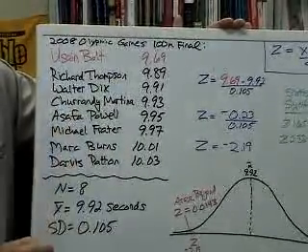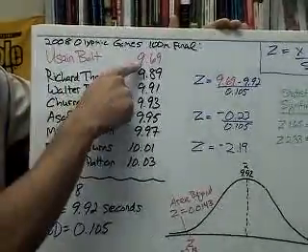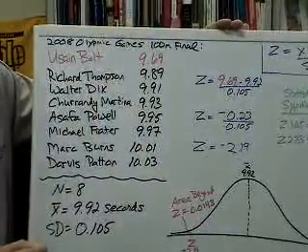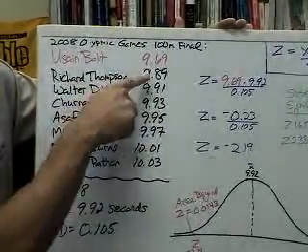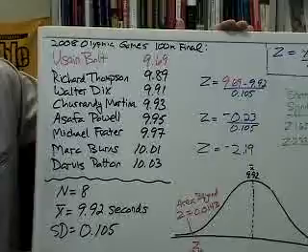So this is in seconds. Usain Bolt ran the 100 meters in 9.69 seconds. And you can see his time is considerably faster than all his 7 competitors.